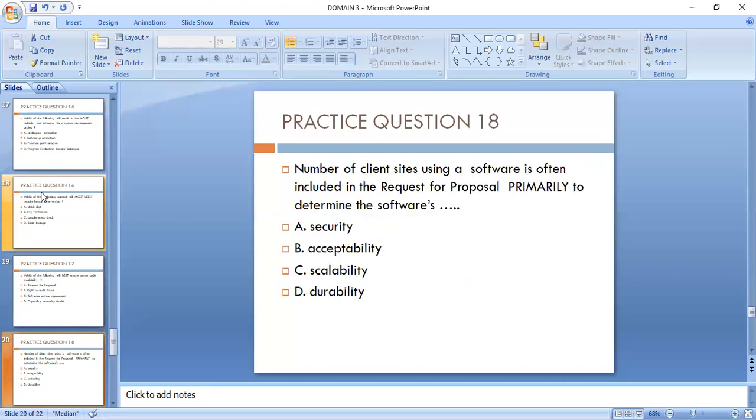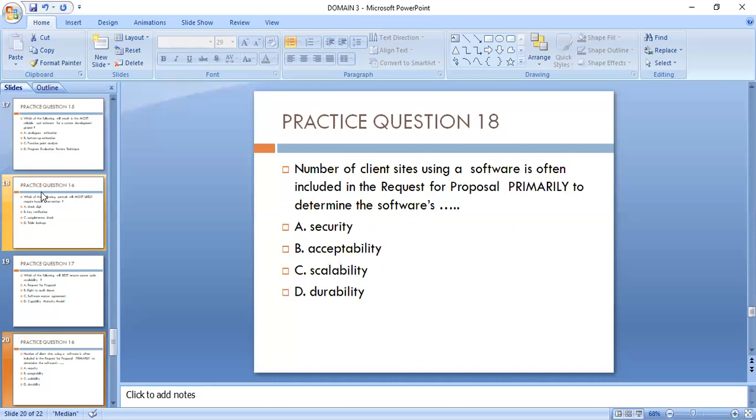18. Number of client sites using a software is often included in the request for proposal, primarily to determine the software's A. Security, B. Acceptability, C. Scalability, D. Durability. Of course, we are interested in the number of users, number of companies using the software already, to determine whether it is acceptable to the general population or not. So the answer here is B. Acceptability.